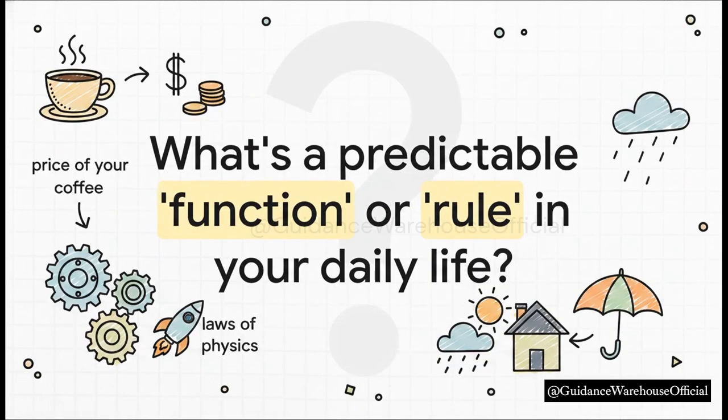So when you boil it all down, what's the big takeaway? Functions are just these predictable rules that connect an input to one single output. They bring order and predictability to a chaotic world. They're literally everywhere, from rocket science to your daily routine. So I want to leave you with a question to think about. What's a function or a rule in your own daily life that you totally rely on to be predictable?